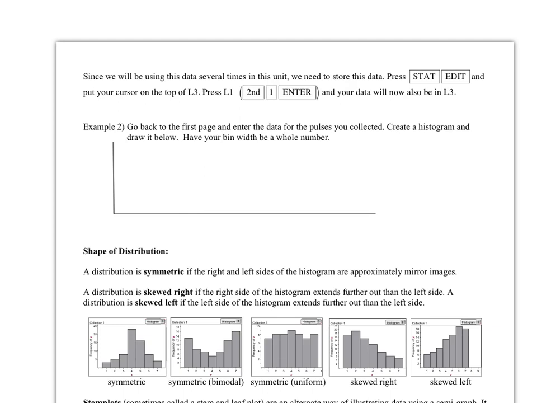69. Oh, yeah, hit enter. 61. 86. 58. 70. 94. 86. 65. 83. 68. 79. 71. 88. 97. And last but not least, 75.